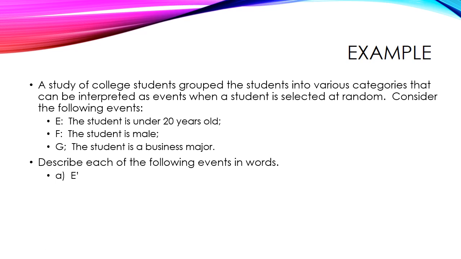And as we go through these, pause the recording and see if you can do them, and then resume to check your answer. The first event is E prime, or the complement of E. Well, E is that the student is under 20, so the opposite of that, the complement of that, would be that the student is 20 or older. Now try the complement of F intersecting with G.